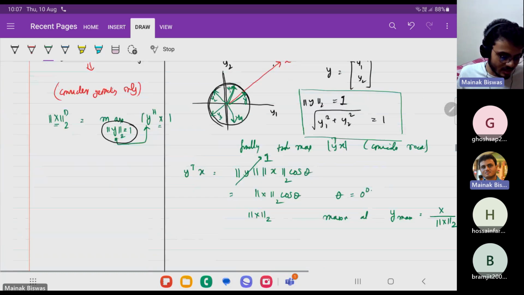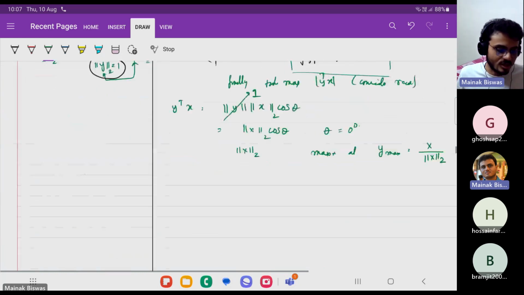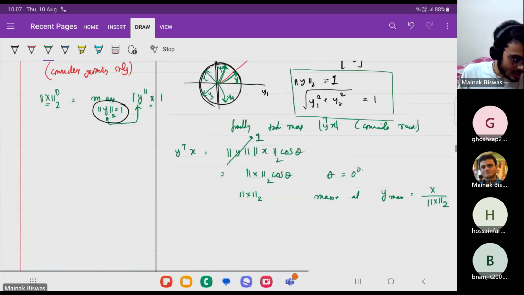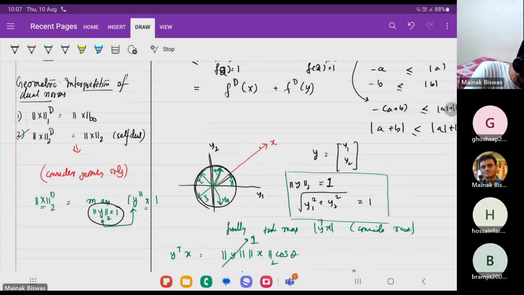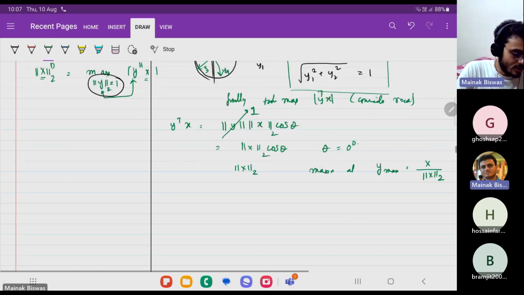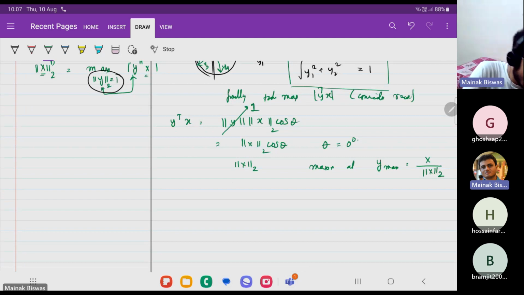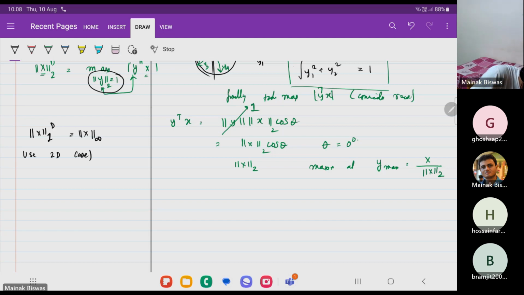Now is the real trick. That's why I've kept so much space for it. That is question number 1. Once you see the geometry of question number 1, the dual norms will be like a cakewalk. So I say the dual of the x1 norm is x infinity. How will I prove this? Using a 2D case. Use the 2D case.